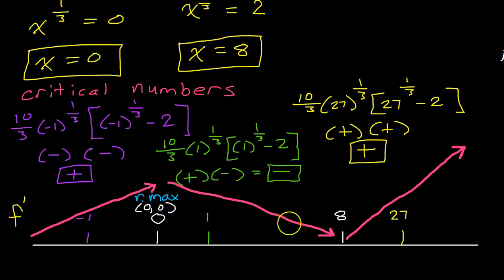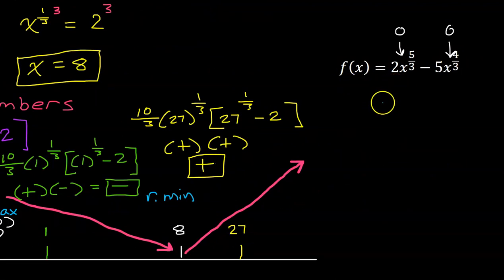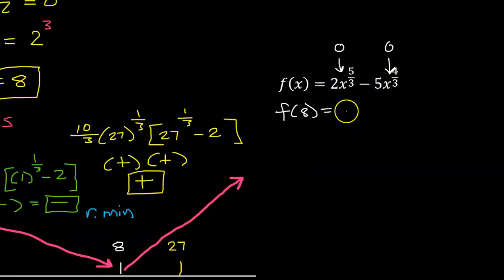Meanwhile, over here at 8, the function goes from decreasing to increasing, which means that we have a relative min here, since neither one of these are asymptotes or anything, so this will be a relative min. So let's substitute 8 in and get the y value that goes with this. So f at 8 would be 2 times 8 to the 5/3 power minus 5 times 8 to the 4/3 power.